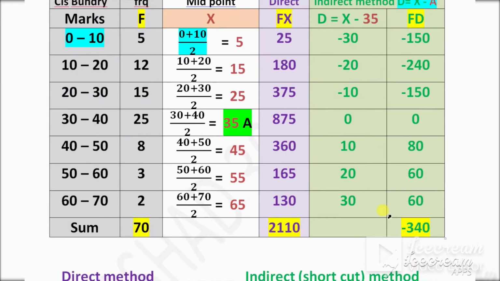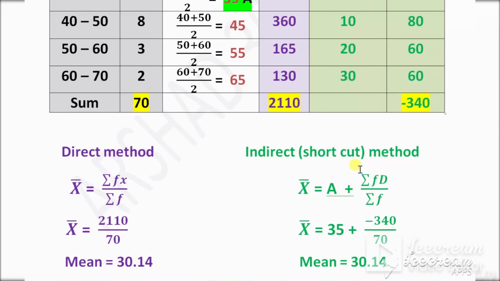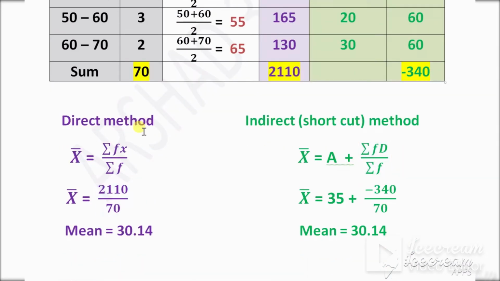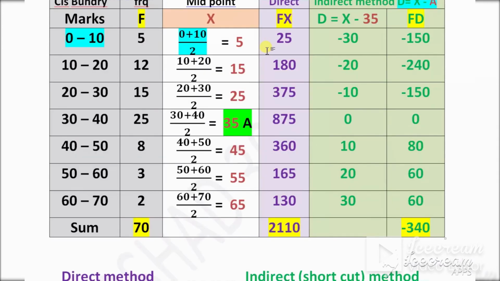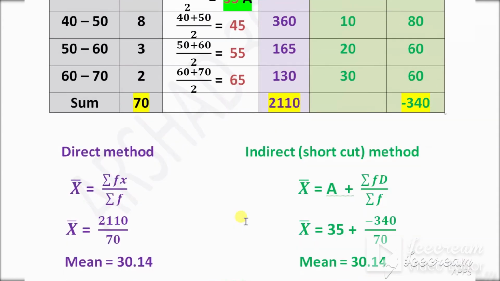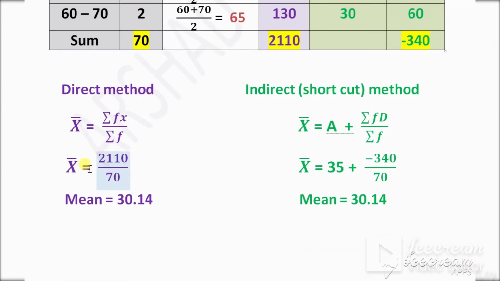Now replace these numbers according to the formula. The direct method formula is x bar equals summation fx divided by summation f. The yellow numbers are the totals: the fx total and the fd total. We will replace these totals in the formula. So the fx total is 2110 and the f total is 70. Divide both numbers, and we will get 30.14.